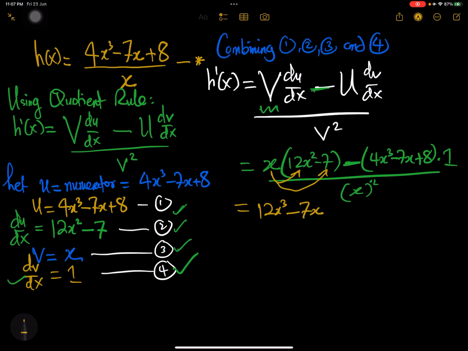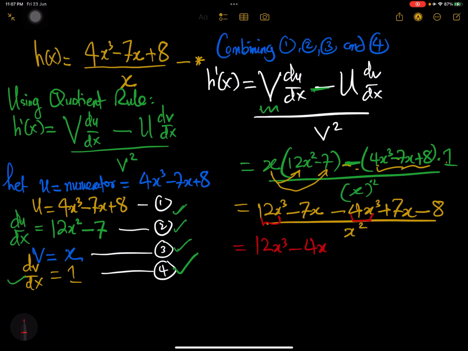And then you're going to get minus 4x cubed, because this 1 is the same thing as the whole of that. So the minus is going to multiply the minus 4, and then the minus will multiply this minus, get plus 7x. And then this minus will multiply this positive and get minus 8, all divided by x squared. Then we're going to arrange this and this, so we're going to have 12x cubed minus 4x cubed, then minus 7x plus 7x, minus the 8, divided by the x squared.